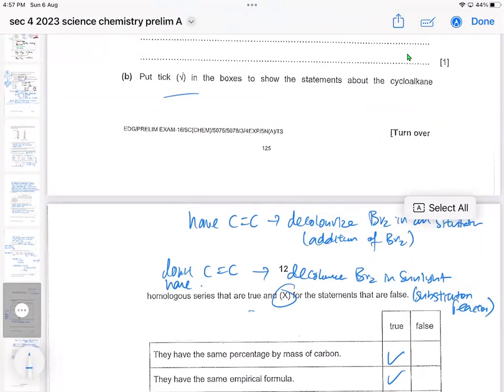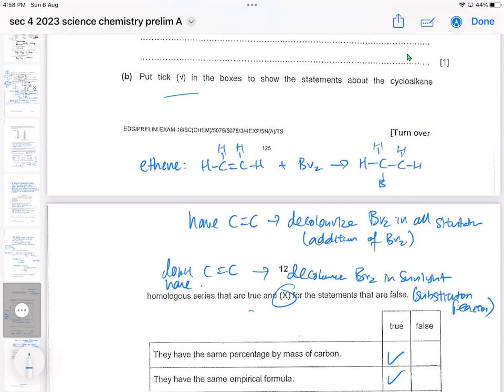So let's go through this a bit. For example, if I have ethene, this guy has a double bond. So you add bromine. Then the CC double bond is broken and you get the 2 bromine atoms attached to it. This is under addition of bromine. So you get the bromine decolorized.